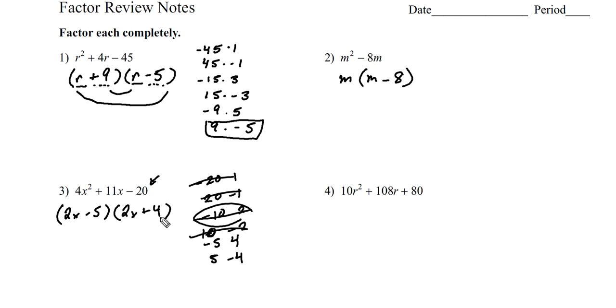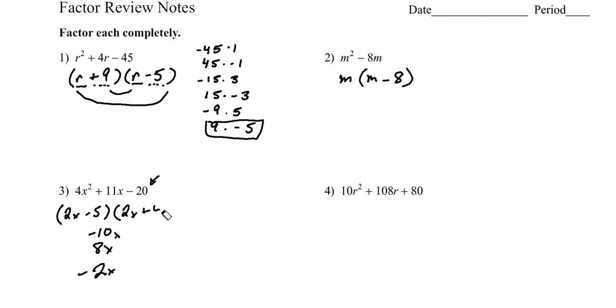I'm not saying this is the most efficient process right now. I'm doing this intentionally wrong so that we can just get an understanding of what we're doing here. All right, so when we do the outer and inner parts of FOIL, the outer part would give us 8x, the inner part negative 10x. When we add those two up, we would get negative 2x. So obviously that's not our option. So we just went through all the trial and error that we possibly could with 2x and 2x in there. So obviously that's not the answer.